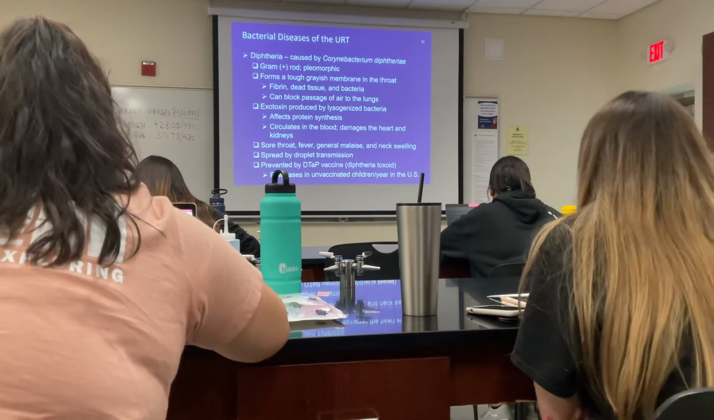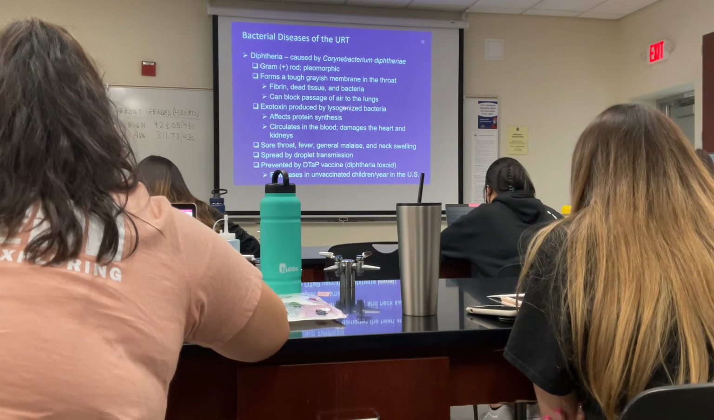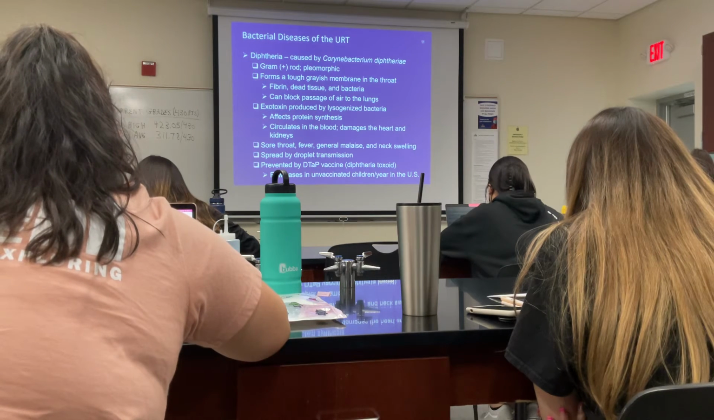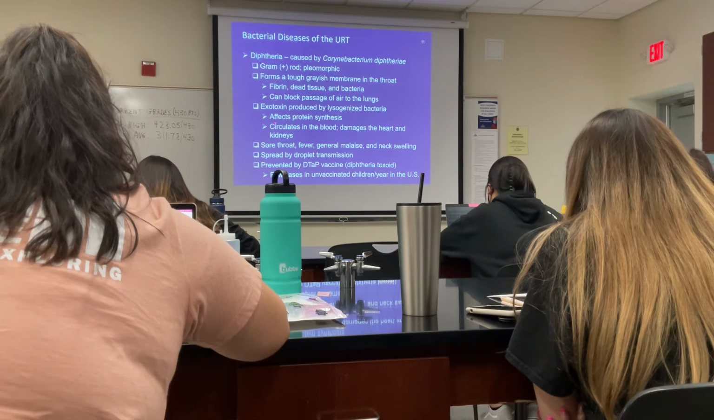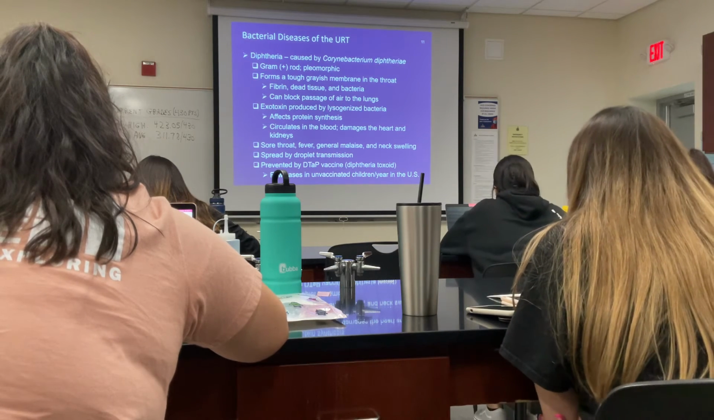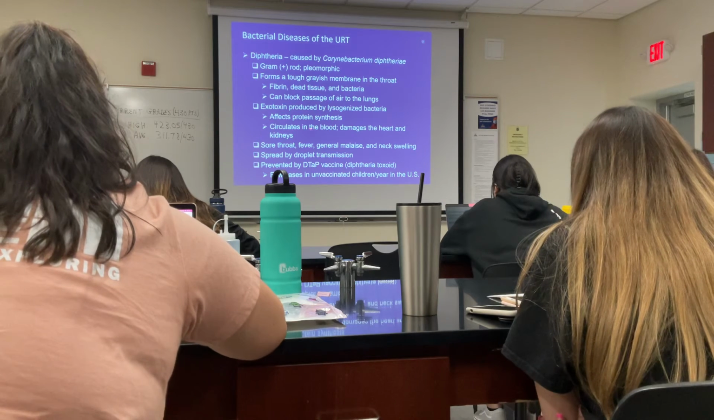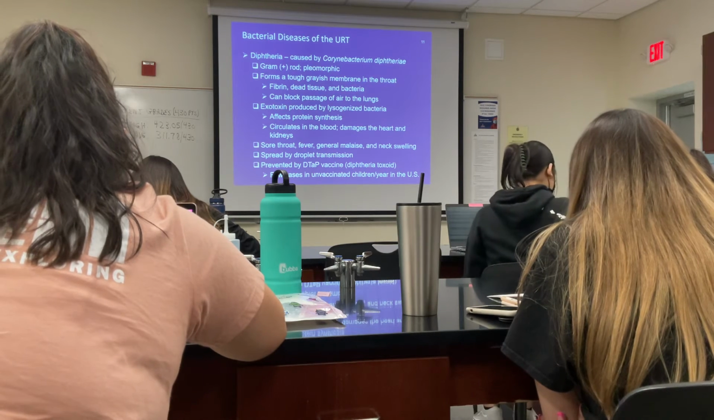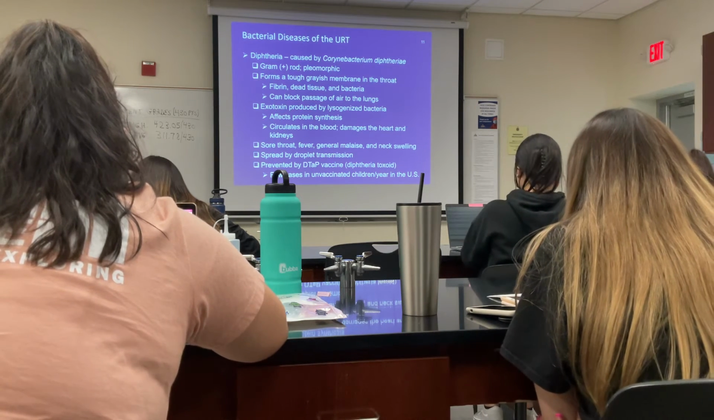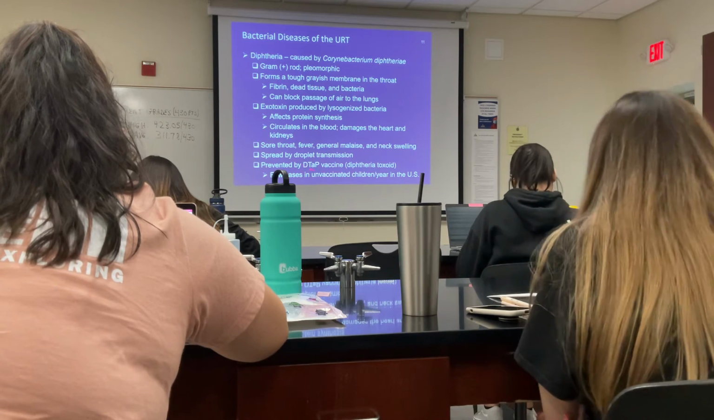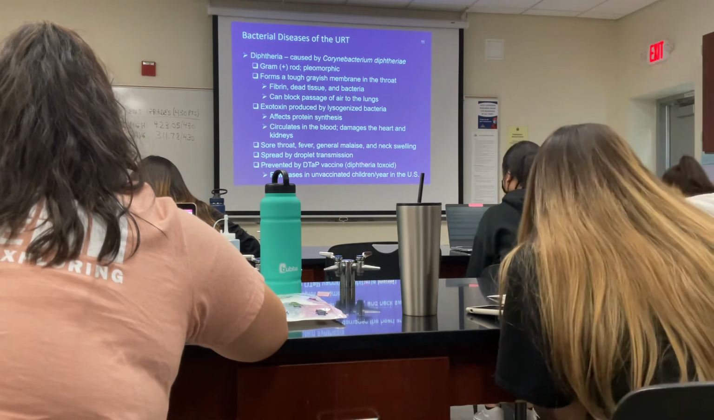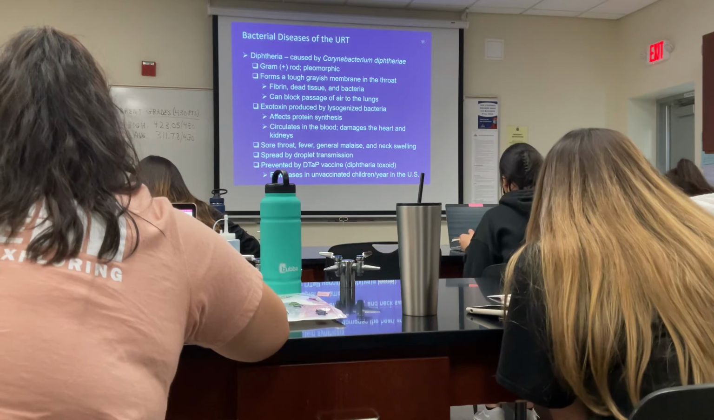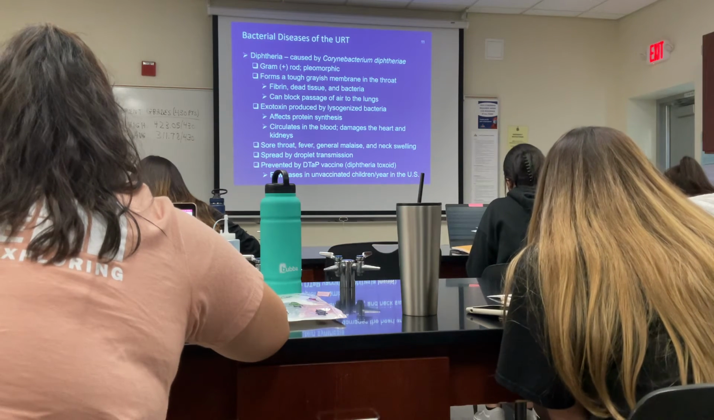Has an exotoxin produced by lysogenized bacteria, again bacteria that have been infected by one of these types of phages. This exotoxin affects protein synthesis, so your cells can't produce proteins. Circulates in the blood, then damages the heart and the kidneys as it goes from there. So initial infection in the throat, gets into the bloodstream, goes everywhere else. Start off with sore throat, fever, general malaise, and neck swelling. Spread by droplet transmission. Someone you're infected, you can spread it to your other siblings or parents or other family members.